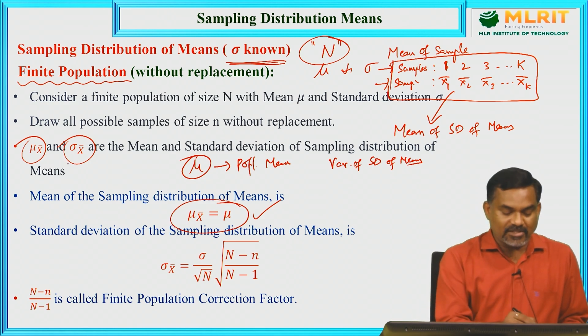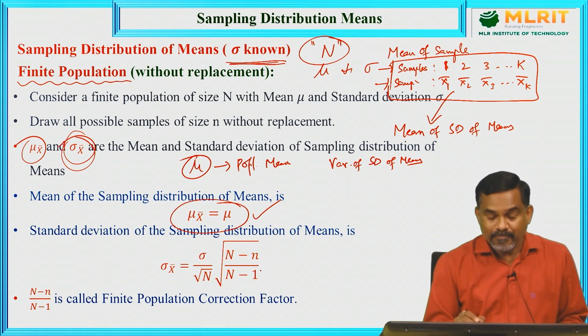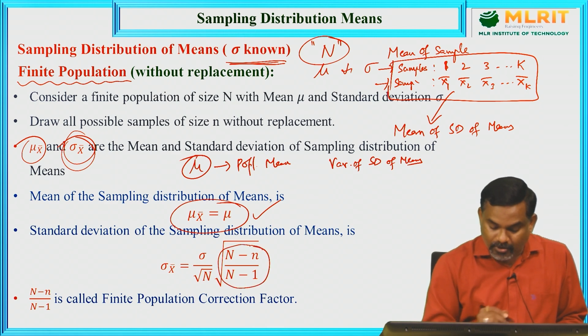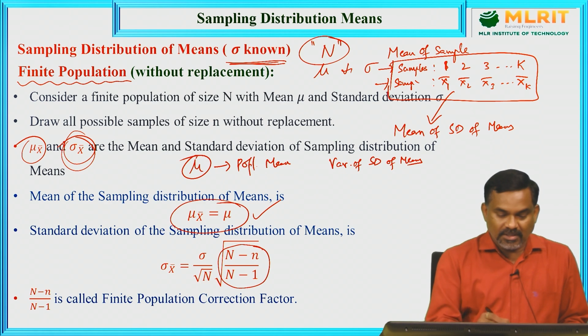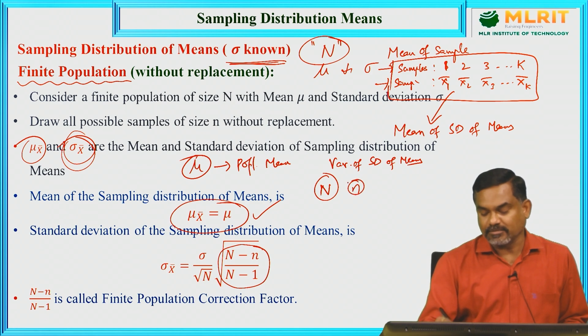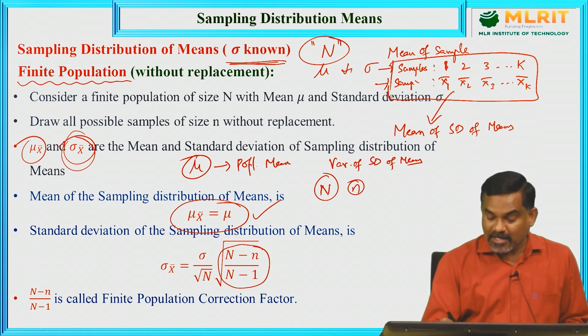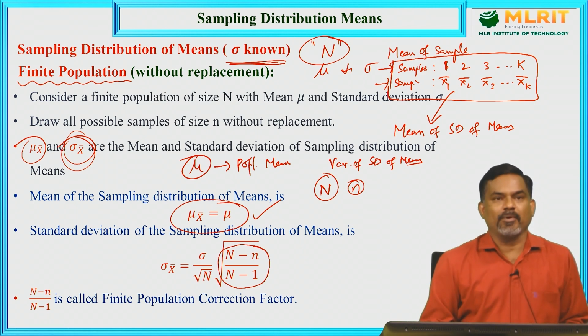Similarly, the standard deviation of the sampling distribution of means is given by sigma by root capital N into the square root of capital N minus small n by capital N minus 1. Here the term in this square root is called the finite population correction factor. The population is a finite population, that's why we are using capital N, which is finite, and small n is the sample size. Capital N minus small n by capital N minus 1 is called the finite population correction factor. So this is the case when a finite population is considered.